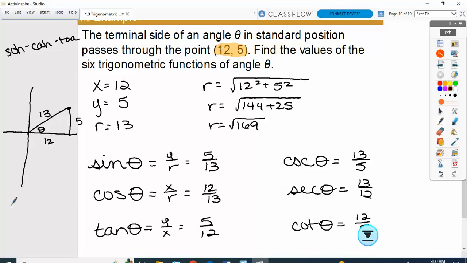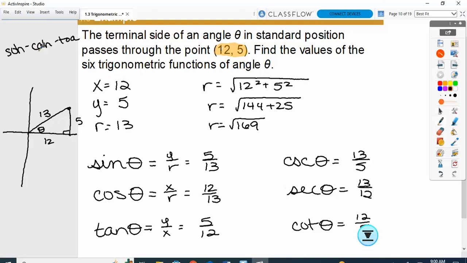So the other trick was SOHCAHTOA. So the SOH tells us sine is opposite over hypotenuse. So from here, the opposite side is directly across from it, which is 5. The hypotenuse is this longest side here, so 13, and we get the 5 over 13 again.